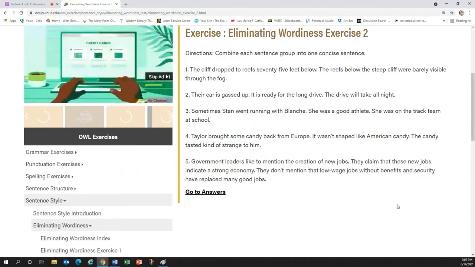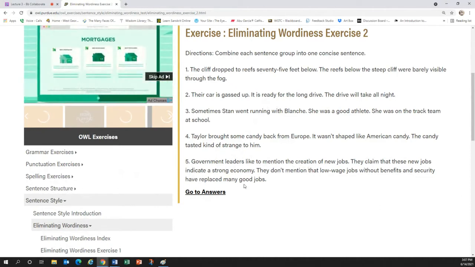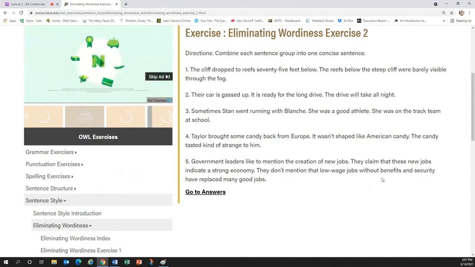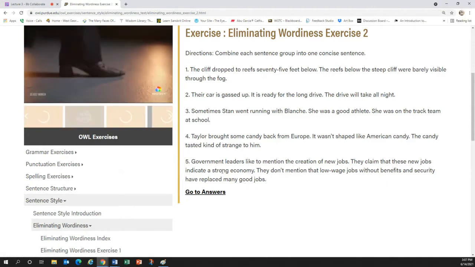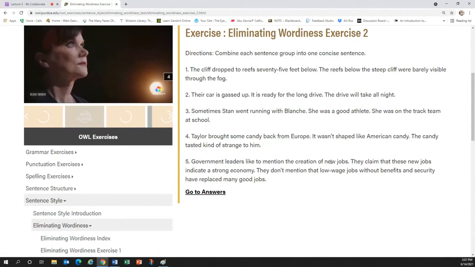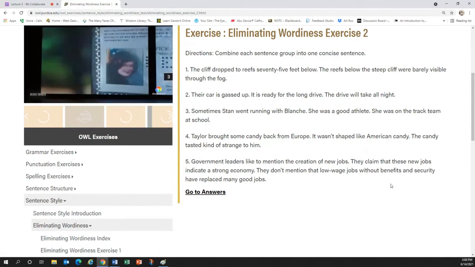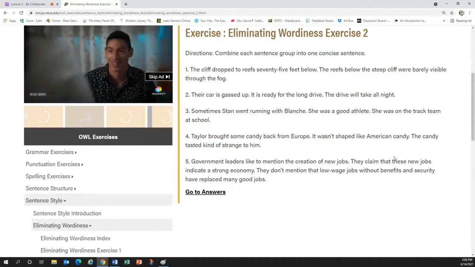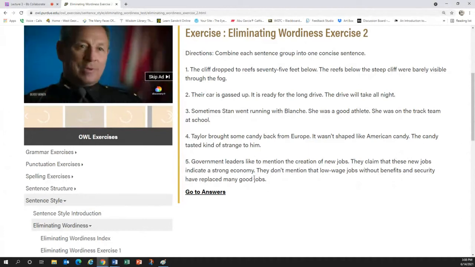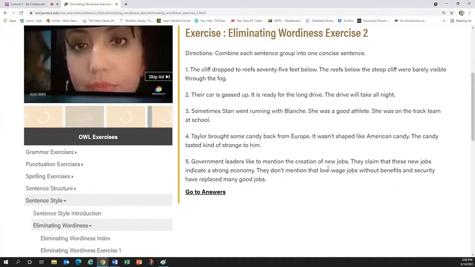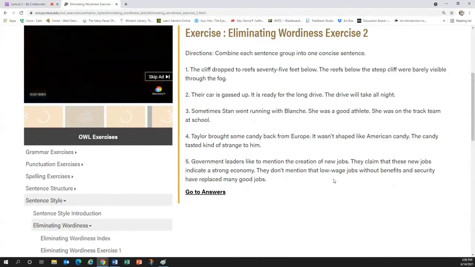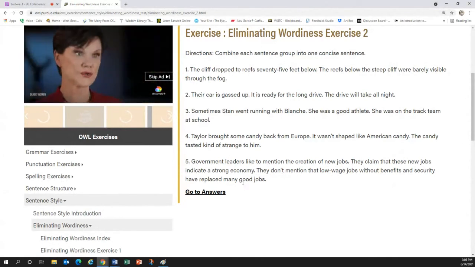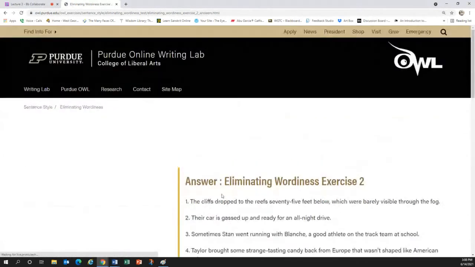Government leaders like to mention the creation of new jobs. They claim that these new jobs indicate a strong economy. They don't mention that low-wage jobs without benefits and security have replaced many good jobs. Government leaders like to mention the creation of new jobs, and claim that these jobs indicate a strong economy, but they don't mention that low-wage jobs without benefits and security have replaced many good jobs. Okay, we'll see what they say.